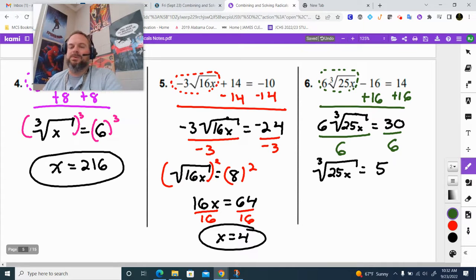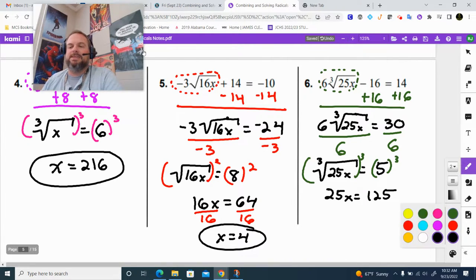Now what would we do after we've got the radical isolated? Cube it. And then divide by 25.